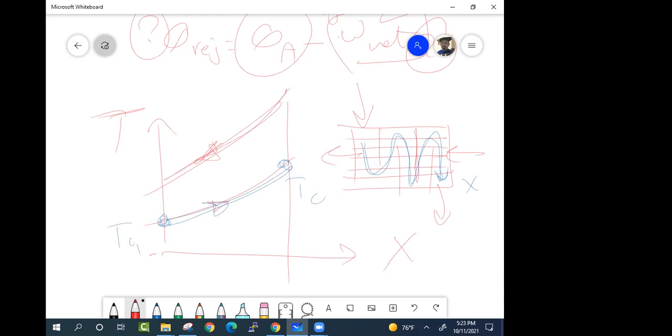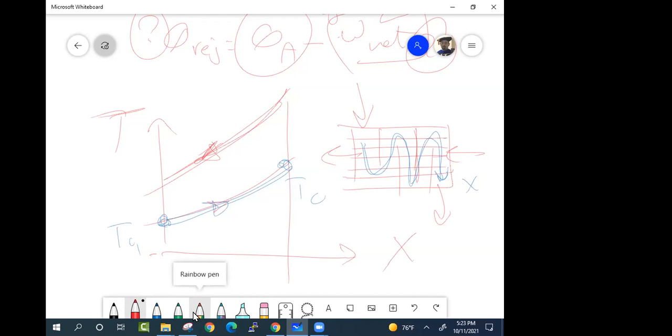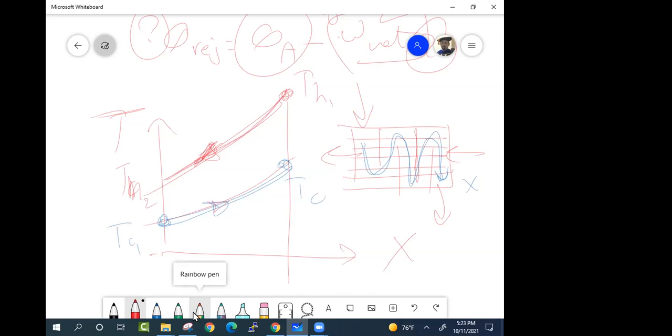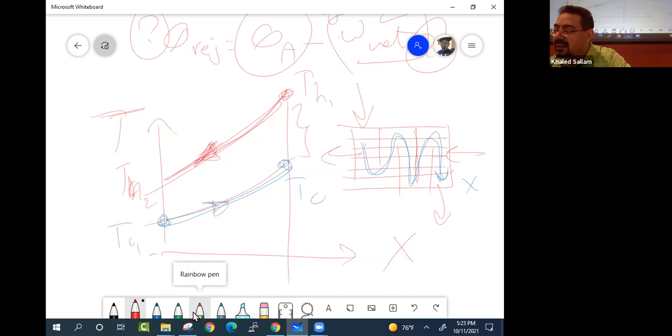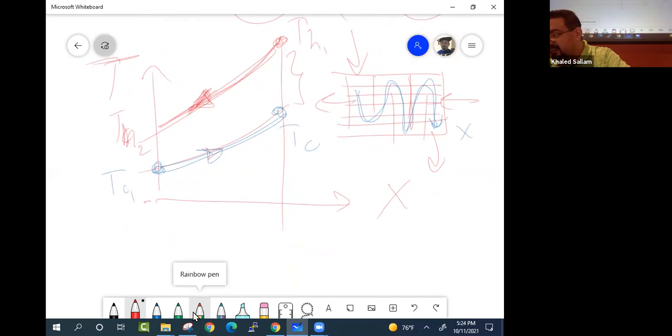It heats up. The cold fluid will heat up while the hot fluid will cool down, right? And so our problem is finding the right delta T. Okay. What is the right delta T?